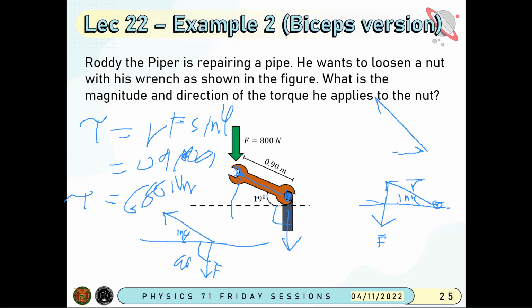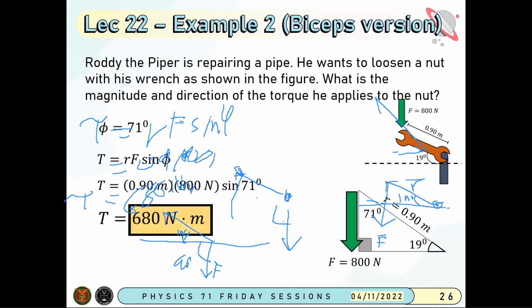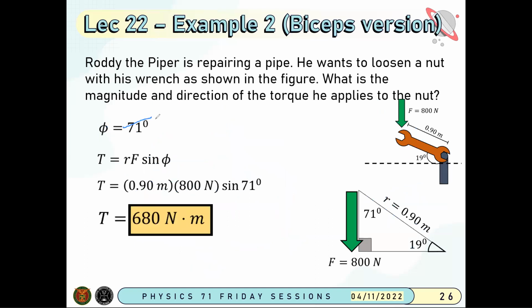Again, ang phi dapat dito is 119. Ay, 109. Okay? So, mali ito. Dapat 109. But you will get the same. Dapat 680 Newton meter. Okay. Almost the same.